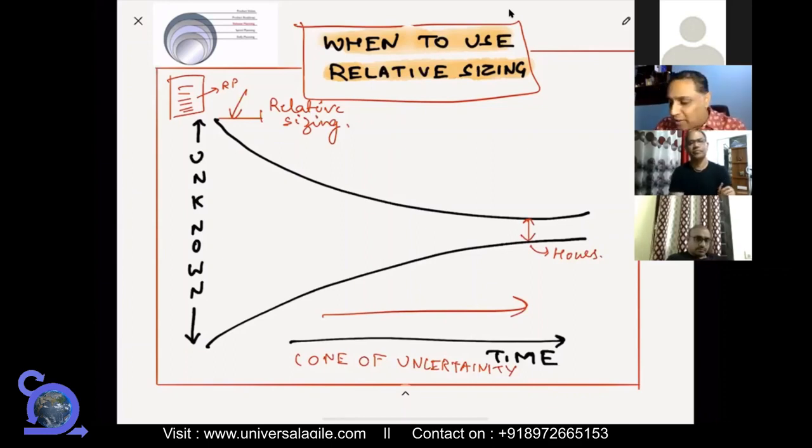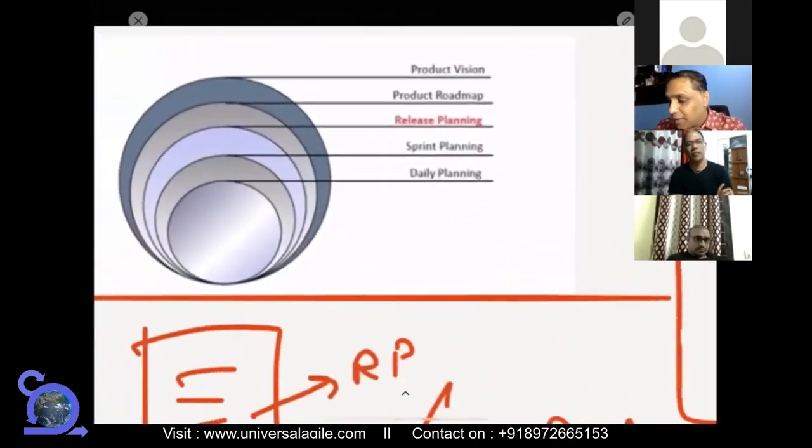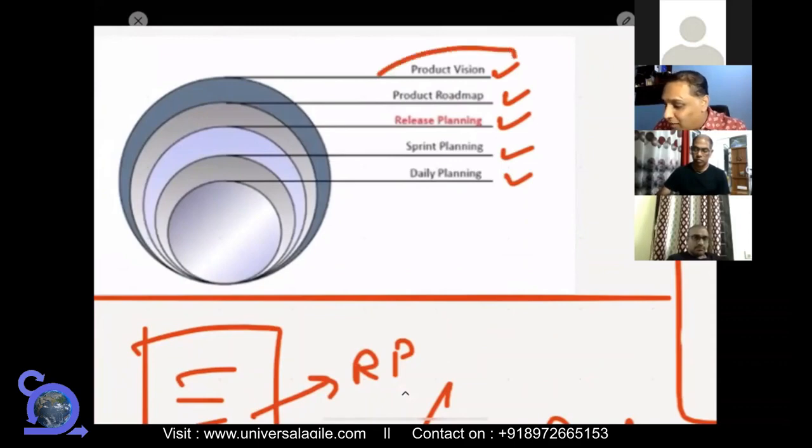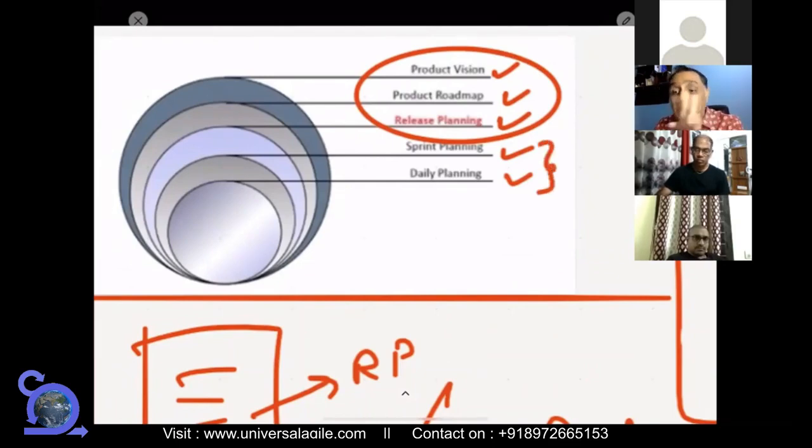Now, in your project, if you really see, these are the 5 levels when you do a project or a work. You have a product vision, a product roadmap, you do release planning, then sprint planning, and then daily planning. At the higher levels, if you do relative sizing, it's a good idea. If you do relative sizing at the lower levels, it may not give you a lot of benefits. I am saying may not, because it depends on context to context. Some teams also do relative sizing at that level, but that depends upon their context. Am I making sense here?